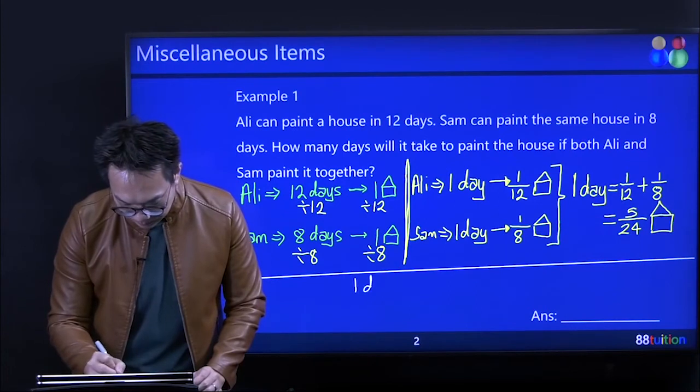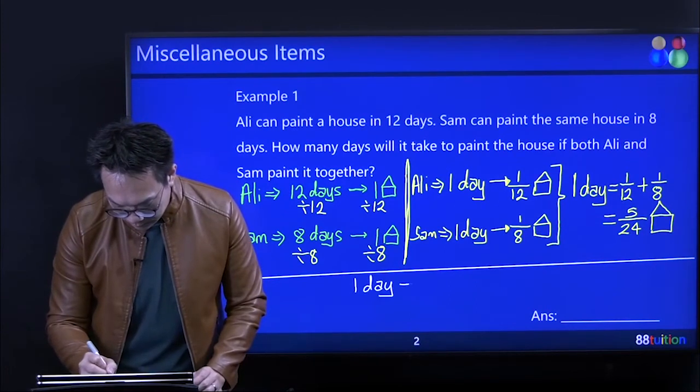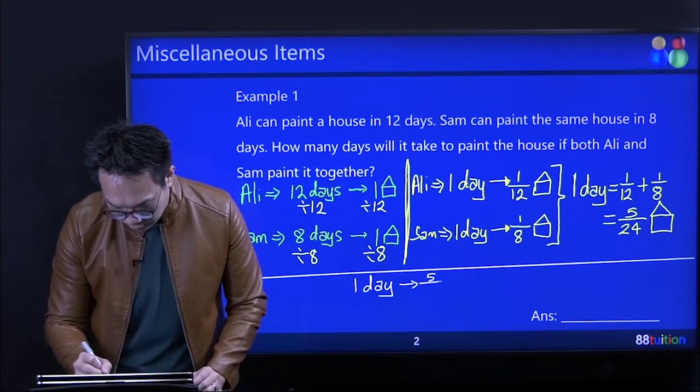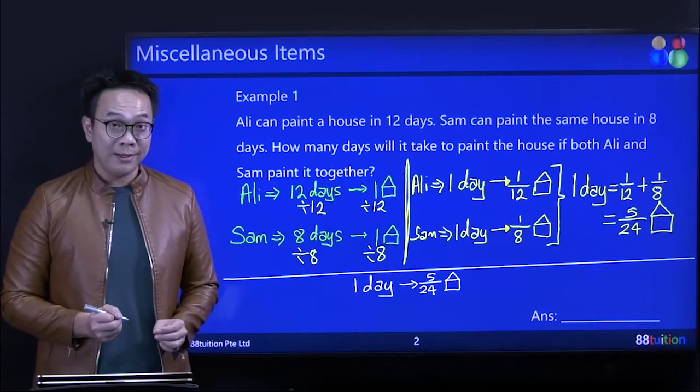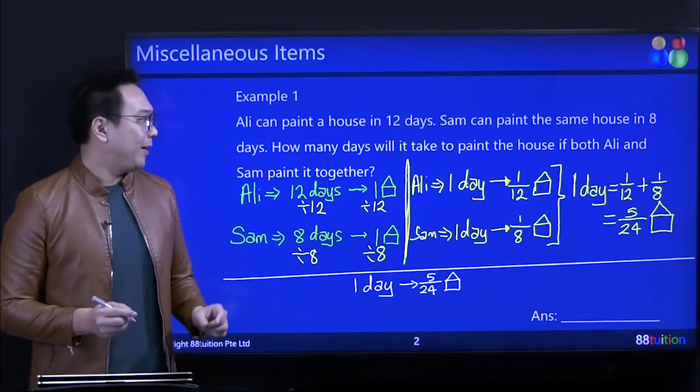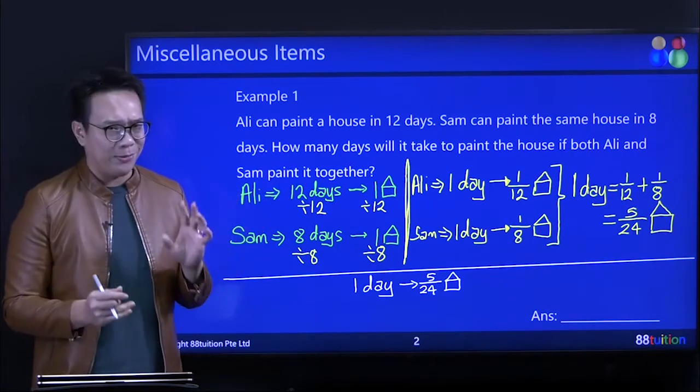In 1 day, 5 out of 24 of the house can be painted. Is that okay? Easy, right? Okay, now let's look at a question. The question is always the same.